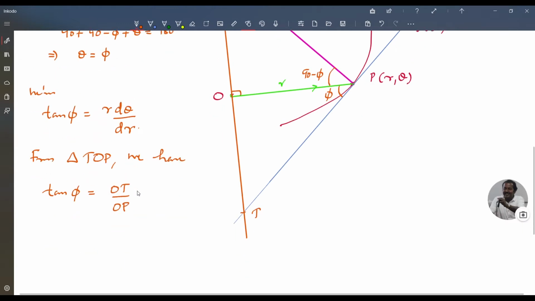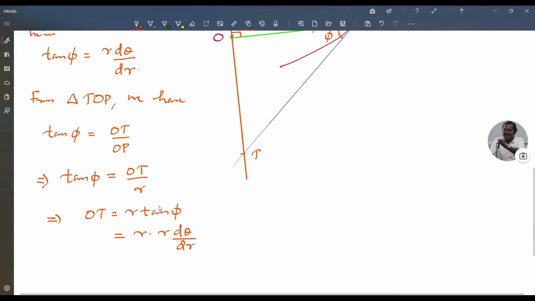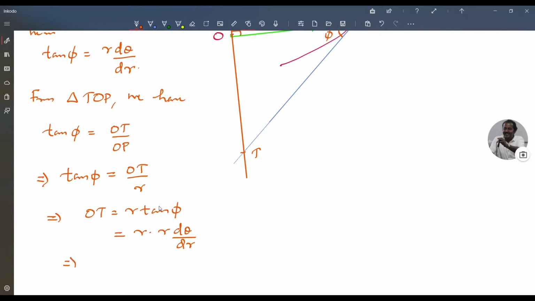So tan phi is equal to OT divided by OP, which is r. So this implies OT equals r tan phi. And tan phi is r d theta by dr, so OT equals r into r d theta by dr. Therefore, OT equals r square d theta divided by dr. So this is the polar subtangent.